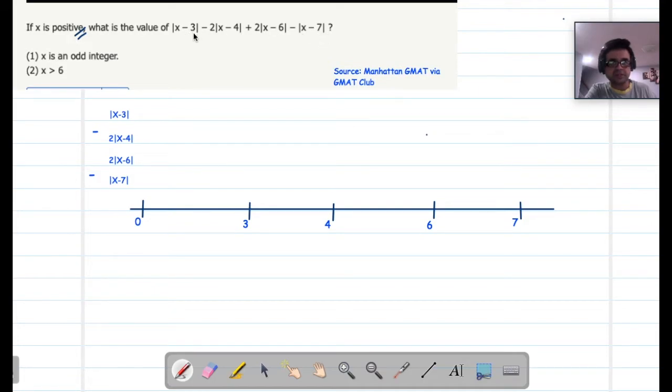So x minus 3, so 3 is an anchor point. I have noted it down here. Similarly, 4, 6, and 7. I have noted down 0 just to anchor myself. I do that very often. This was part of my tutorial also, that always anchor yourself around 0 so that you are aware where the 0 is and where the negative numbers would lie. And then let's get started.